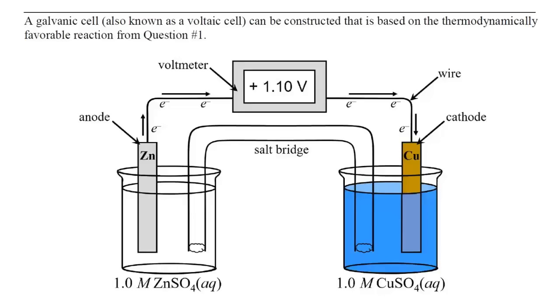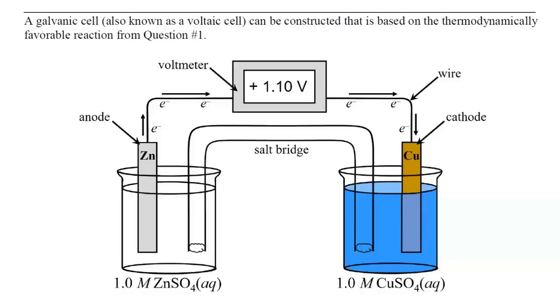Let's take a look. A galvanic cell, also known as a voltaic cell, can be constructed that is based on the thermodynamically favorable reaction from question 1. So in this diagram, we see a strip of zinc metal in a solution of 1.0 molar aqueous zinc sulfate. We see a strip of copper metal inserted in a solution of 1.0 molar aqueous copper sulfate. We see a wire that connects the zinc strip to the copper strip. We also see a voltmeter in the middle, and that voltmeter registers a voltage of positive 1.10 volts.